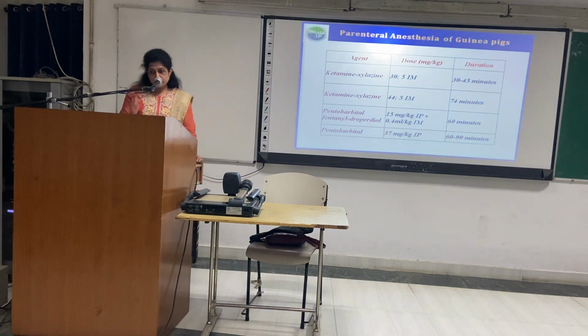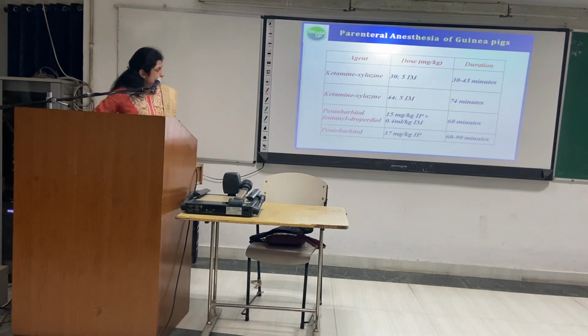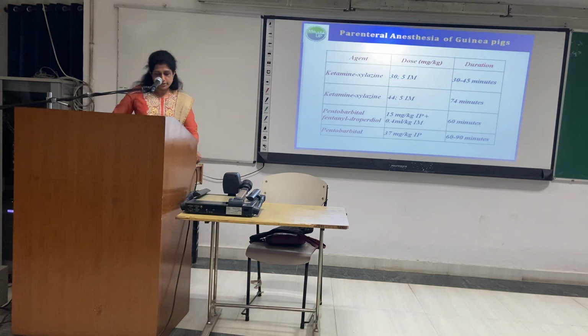And parenteral anesthesia of guinea pigs. The agents used are ketamine in combination with xylazine. Different dose rates are there. 30 milligram per kilogram body weight ketamine, and here 44 milligram per kilogram body weight ketamine. And it has an effect on the duration of anesthesia. And pentobarbital in combination with fentanyl and droperidol. Pentobarbital alone.